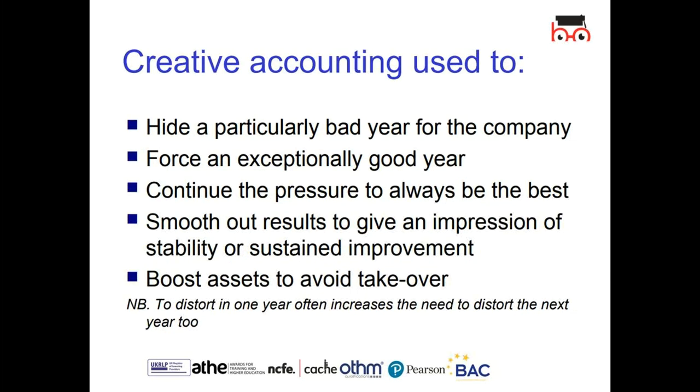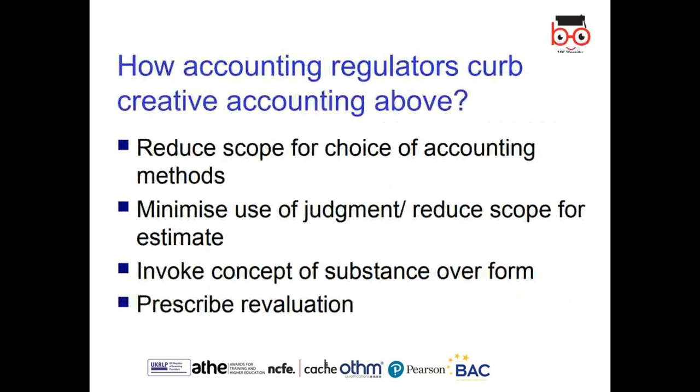So that's creative accounting. Creative accounting lets you hide particular bad years and exceptionally good years, continuing the pressure to always be the best. Smooth out the result to give an impression of stability and sustainability. So that's how the accounting is regulated. Of course, they need to be looked at more. A lot of standards are gained. That's why it's called lease. A lot of companies used not to show the lease.